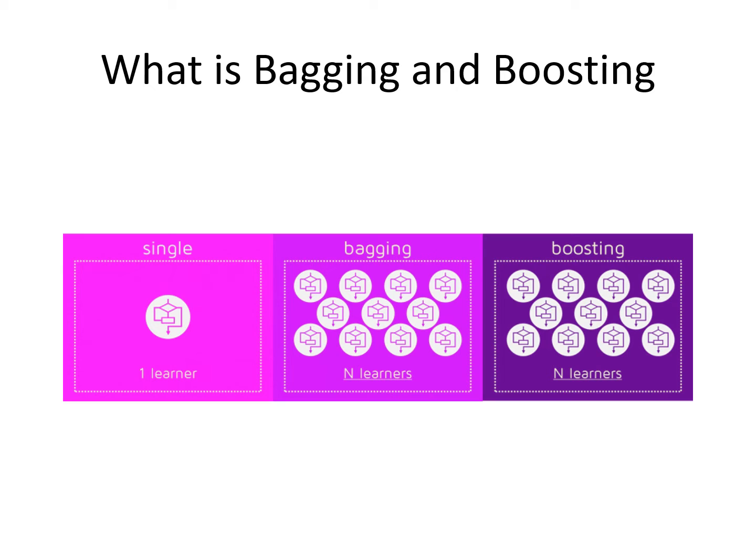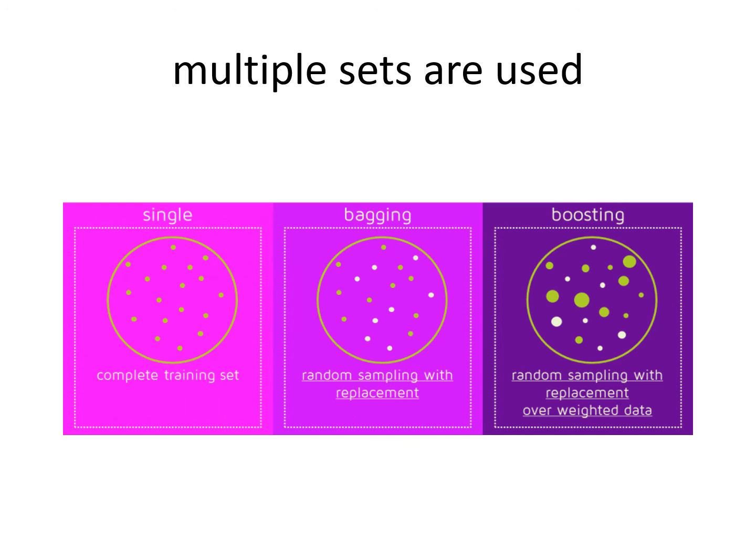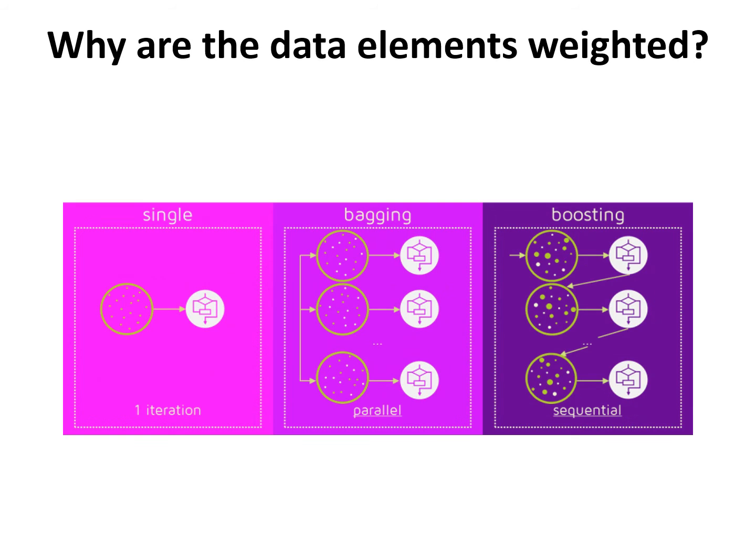However, for boosting, the observations are weighted, and therefore some of them will take part in the new sets more often. This is the basic concept of bagging and boosting. Here we can see the multiple sets are used to train the same learner algorithm, and therefore different classifiers are produced. In the case of bagging, random sampling with replacement, and in the case of boosting, random sampling with replacement over weighted data. Now we will see why the data elements are weighted.